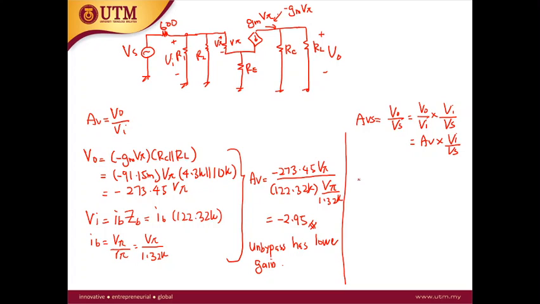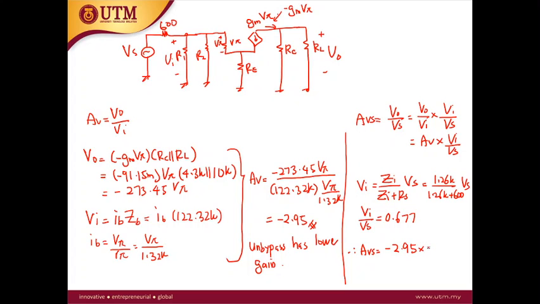Okay. So VI over Vs can be derived from the relationship between the input voltage and the supply. So this is a voltage divider. VI is equal to the input impedance Zi over Zi plus Rs, times Vs. So the Zi is 1.26 K, and then this is 1.26 K plus Rs, which is 600. So now you got the Vi over Vs is equal to 1.26 over 1.86. So you got here 0.677.